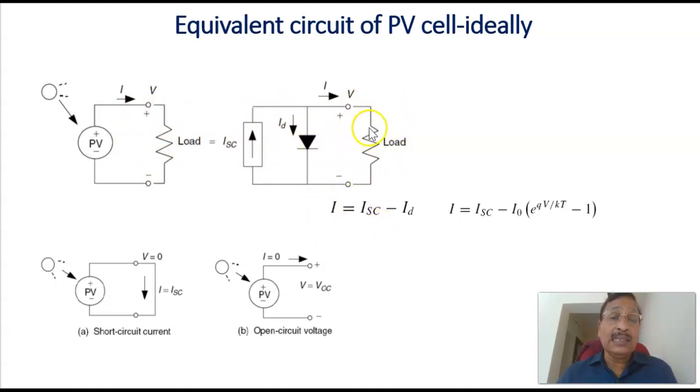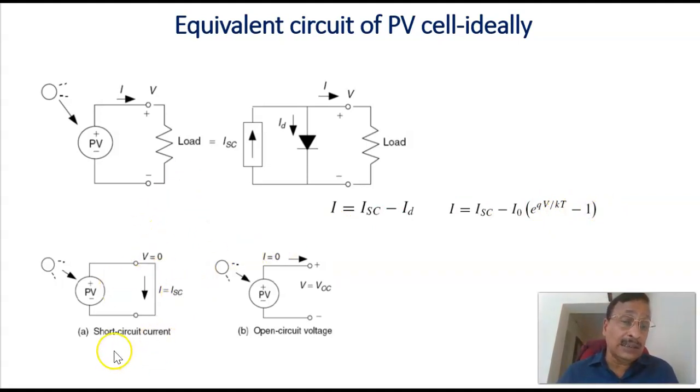In this case, what is the current through the load? I is given by the short circuit current ISC, from the light falling on the cell, minus the diode current ID. We have already derived ID as I0 into e raised to qV divided by kT, minus 1. Therefore, the current through the load in the case of a solar cell is ISC minus I0 into e raised to qV divided by kT, minus 1, where V is the voltage across the diode.